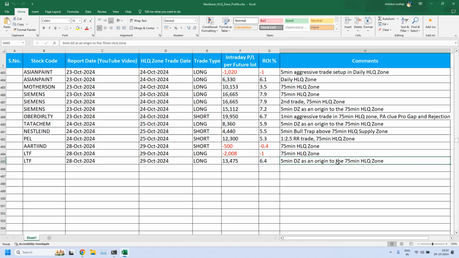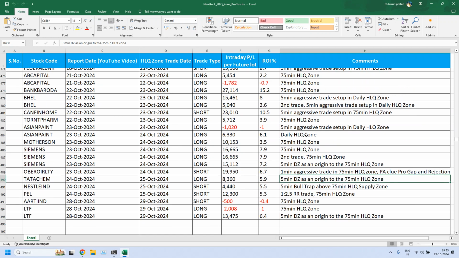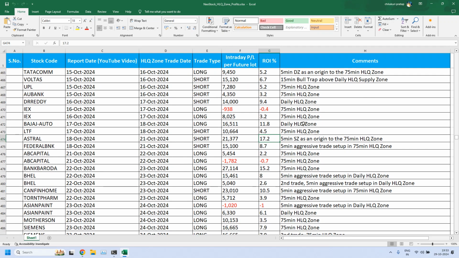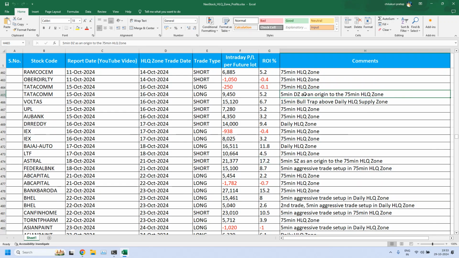5 minutes demand zone as an horizon to the 75 minute zone, 5.9% ROI it has given. Five-minute supply zone as an horizon to 75 minutes high liquidity zone, 17.2% ROI it has given. 5 minutes demand zone as an horizon to 75 minutes HLQ zone, 5.2% ROI it has given.